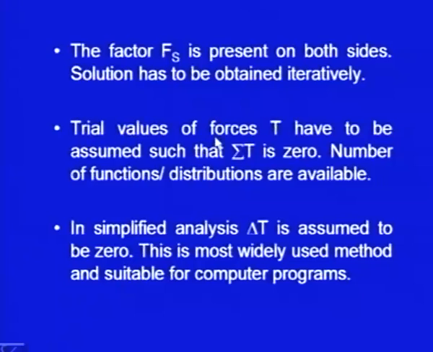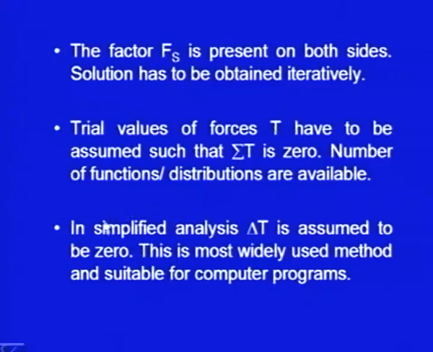Now, trial values of the forces T have to be assumed such that summation T is 0. We had assumed T acting on the sides of the slice. Their total sum should be equal to 0, and there are a number of functions and distributions available for assuming T. Now, in the simplified analysis, we simplify this analysis. This T 1 minus T 2, or delta T, is assumed to be 0.